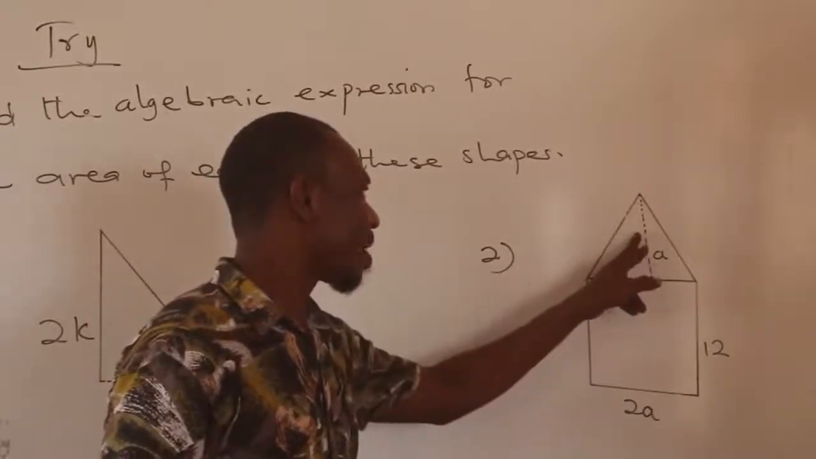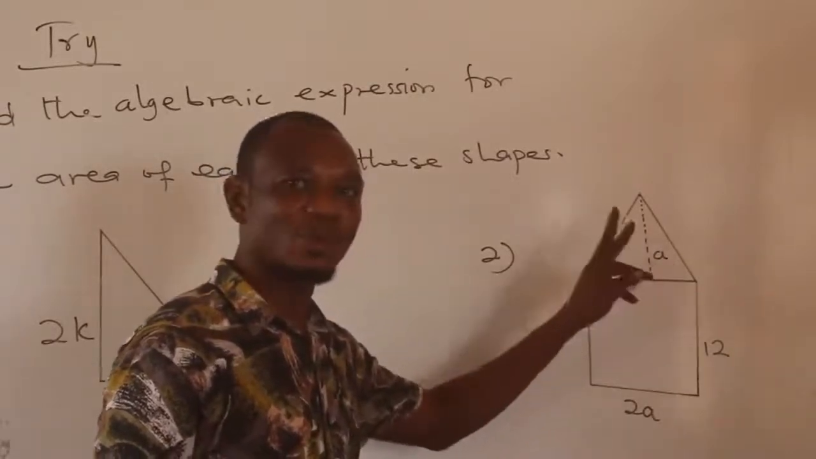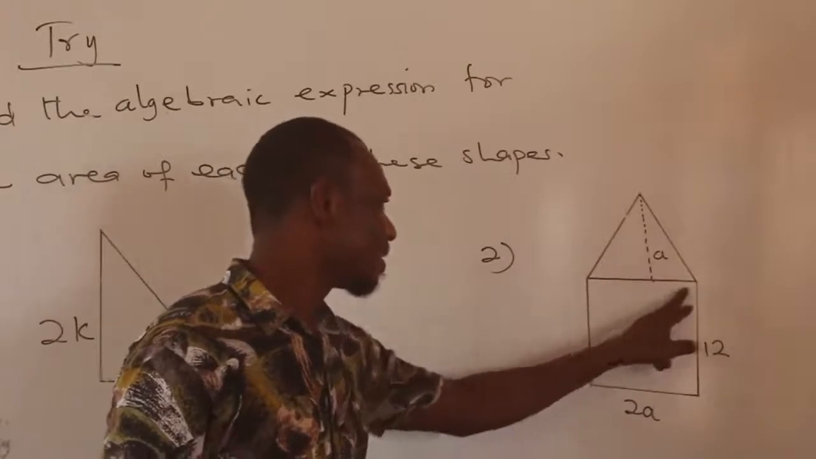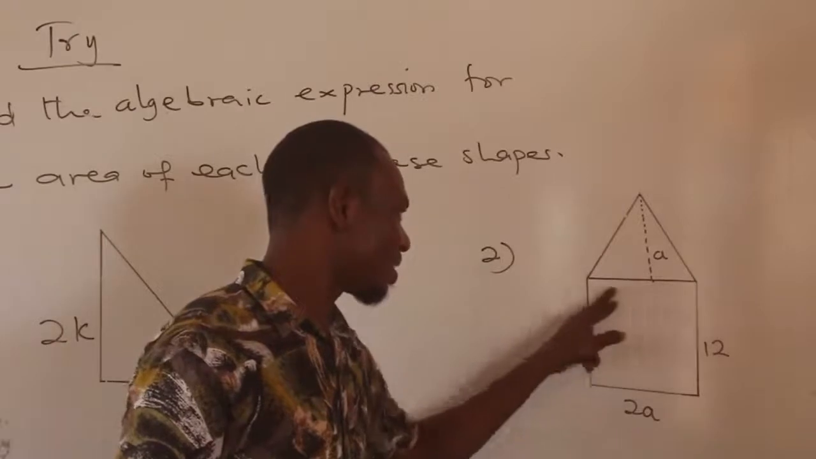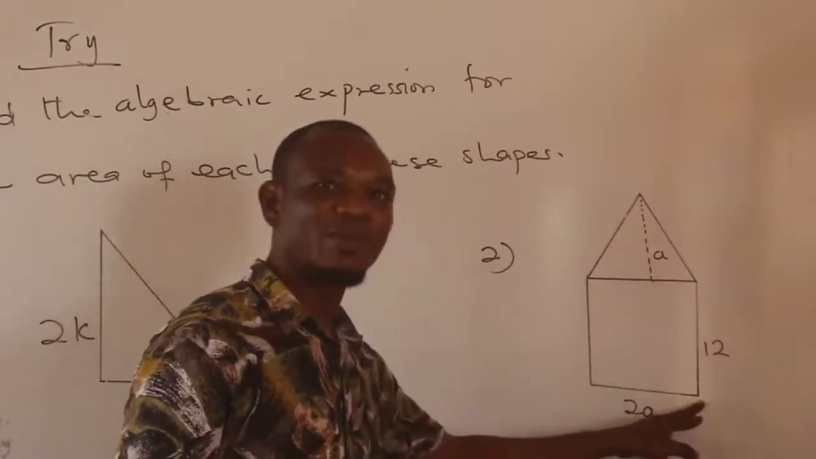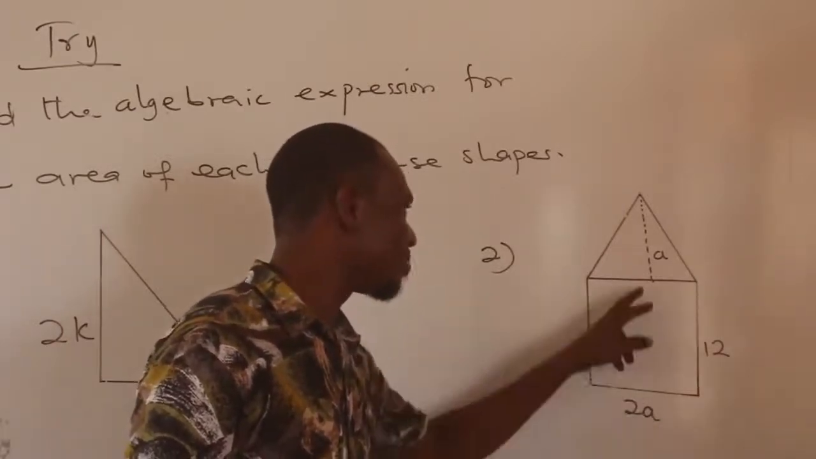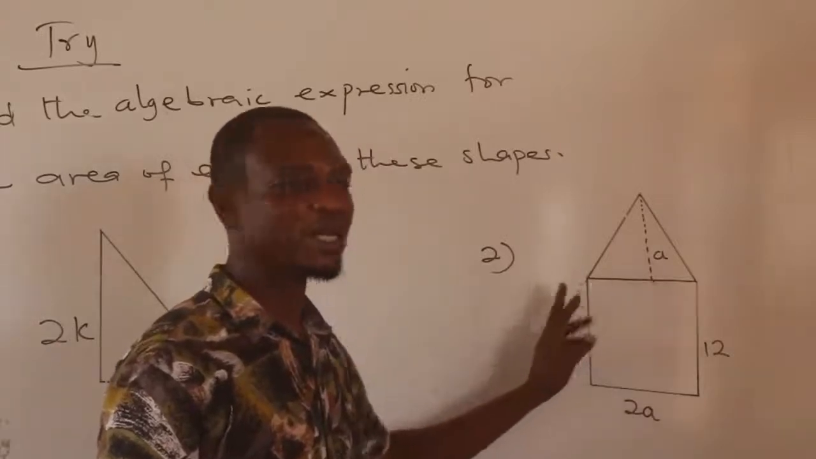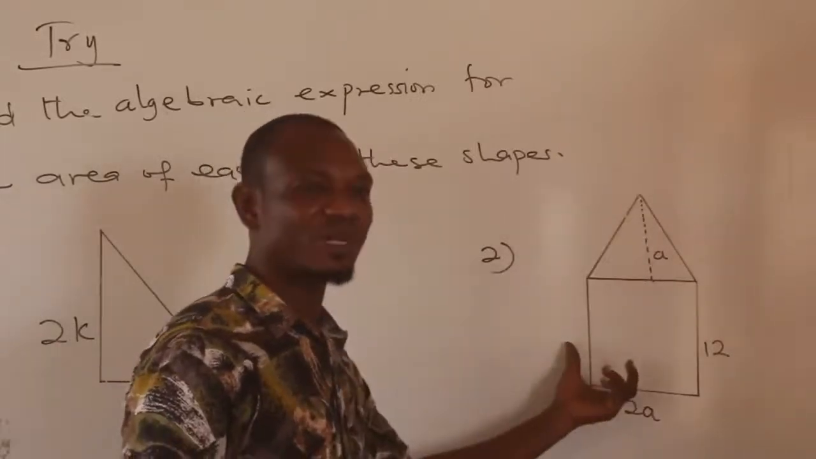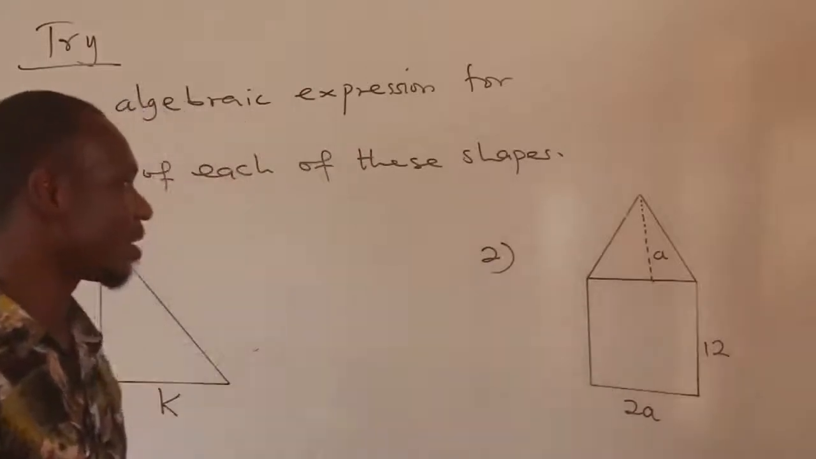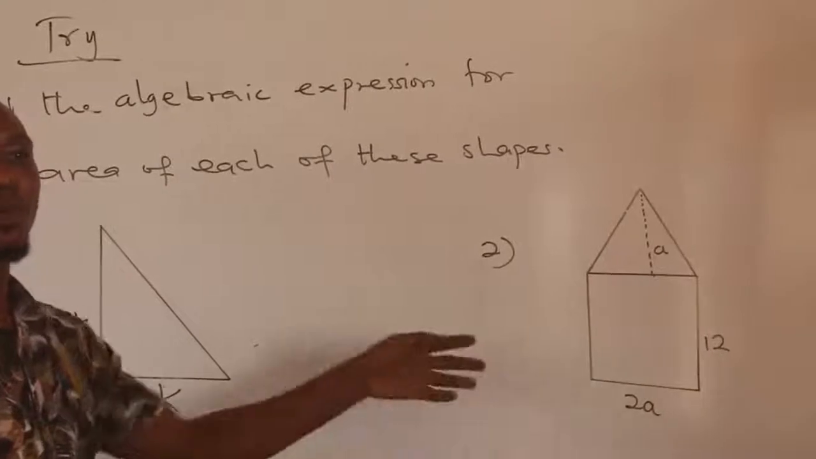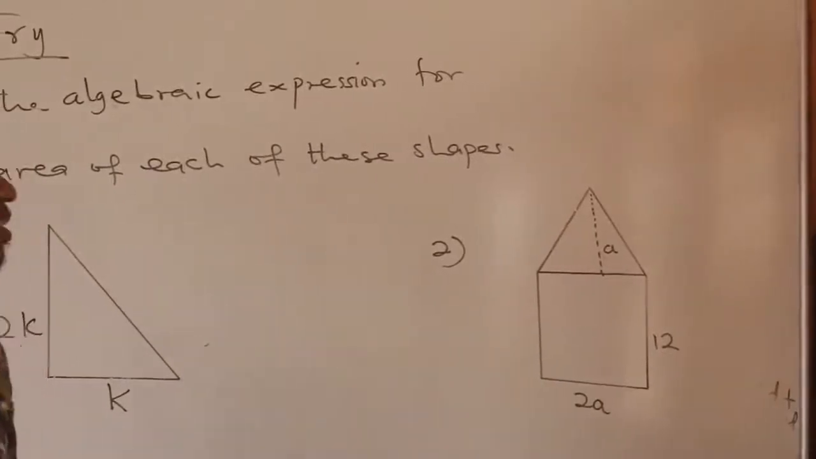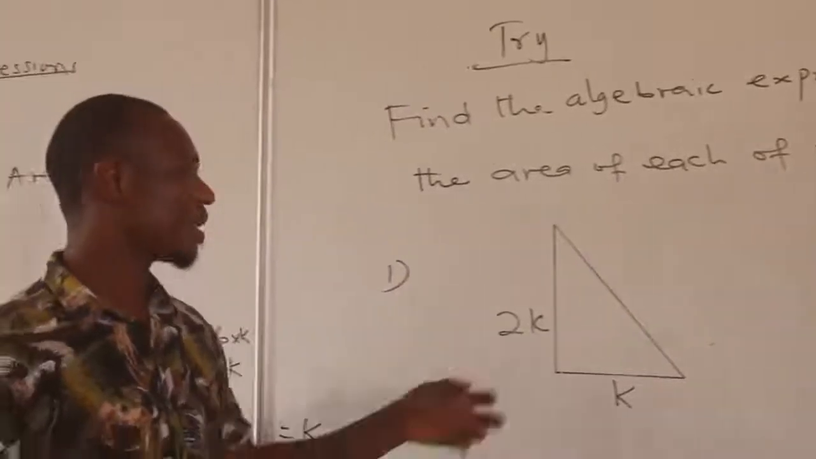But if you look at the triangle here, A is the height, so you know the height as A. And then B is the base. The base of this triangle is the same as the breadth of the rectangle. So if here it is 2a, it means the base is going to be also 2a. So you find the area for the triangle and the area for the rectangle, add them. Then you get the area for the whole shape, and it will be in the form of an algebraic expression. There's going to be numbers and alphabet, adding or multiplying. So that is the try question.